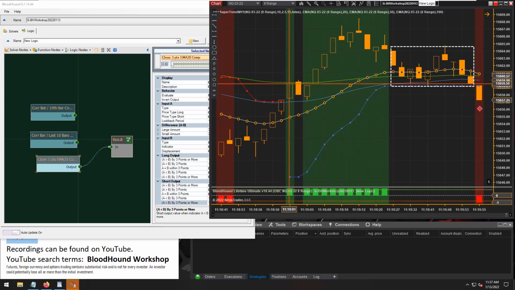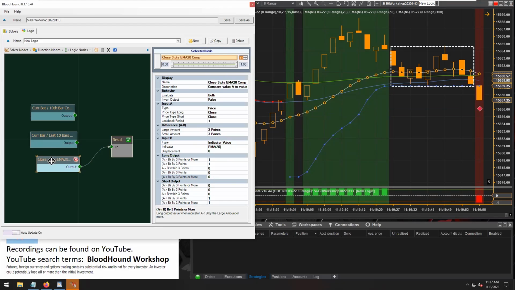So we can see we have one bar here that's 3 points away from the EMA 20. And then when it reverses down, it's within 3 points. That distance there is within 3 points, so there's no output. And then, of course, when it reverses back up, now there's a 3 point gap between the close and the EMA again. All right, so there is the third question.